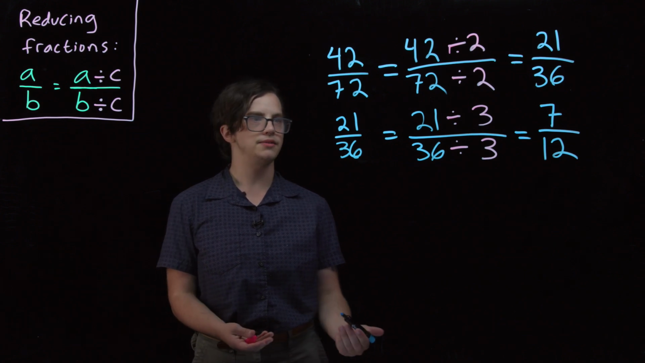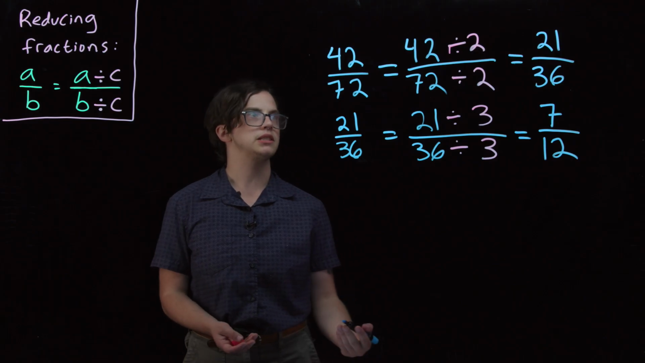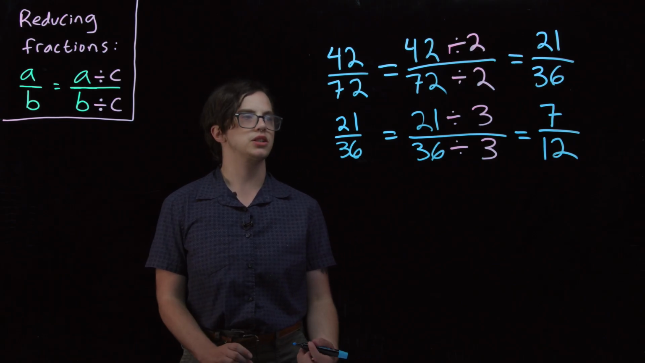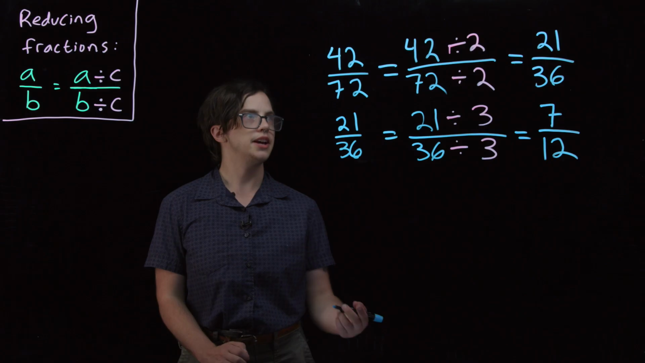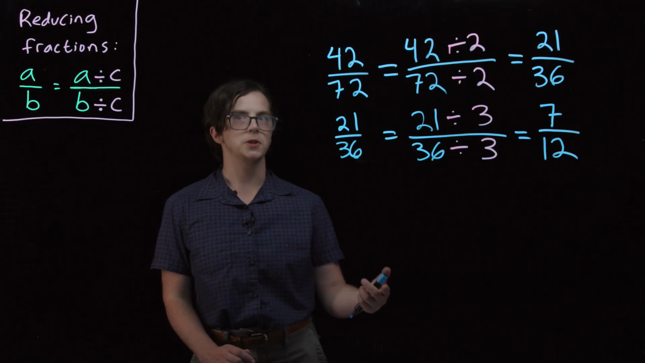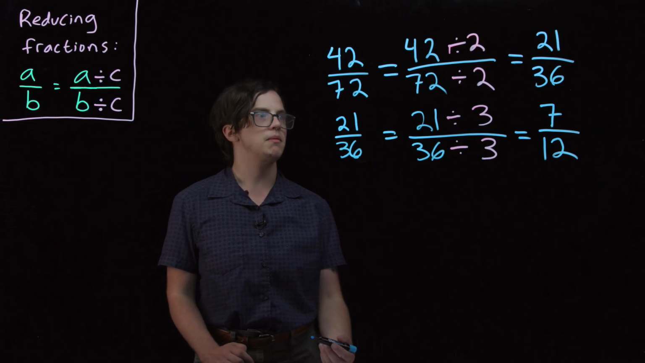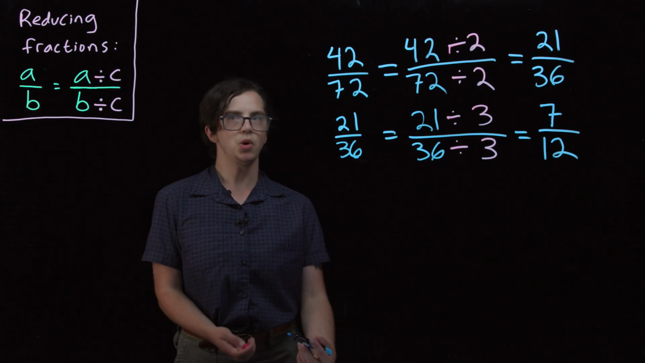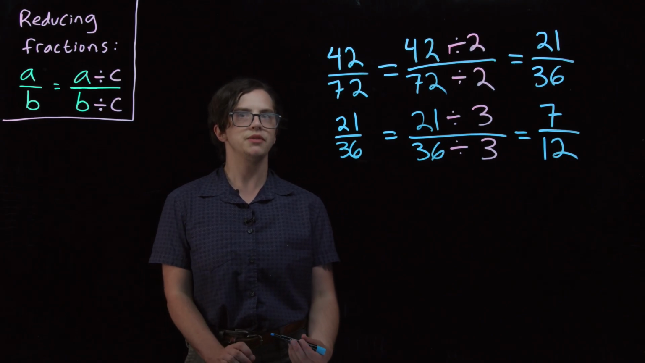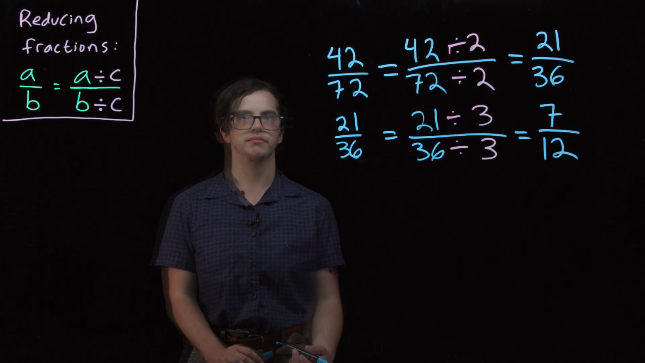Now, we could have done this in fewer steps by using the common factor of 6 instead of the first common factor of 2 and then another common factor of 3. But we'll get to the same answer even if we do it in multiple steps.